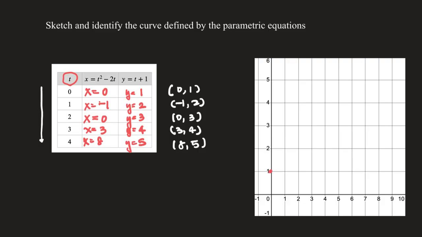So that is t equals 0. T equals 1 is negative 1 and 2. Negative 1 and 2 is right there. That's t equals 1. T equals 2, 0 and 3 right here. T equals 3, 3 and 4. 3 and 4 is right there. T equals 4, 5, 8, or 5. 5 is right there. T equals 5.